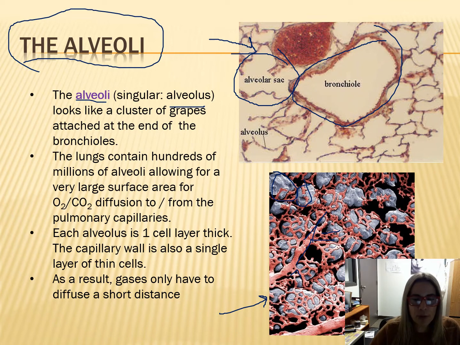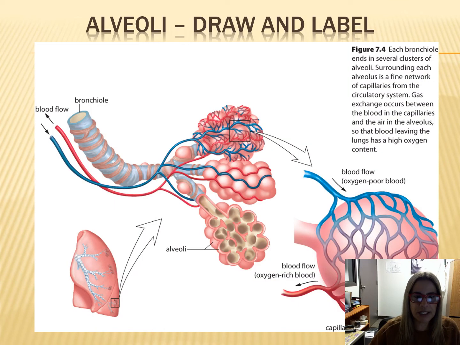Alveoli are super thin, one cell layer thick, and just like we talked about with our capillaries, the alveoli are super thin as well to allow for quick diffusion. If your alveoli were super thick, you would probably die of oxygen deprivation before you actually got any oxygen to your tissues. So really thin to allow efficient and fast exchange of gas. So we only have to diffuse that oxygen and CO2 a very short distance.